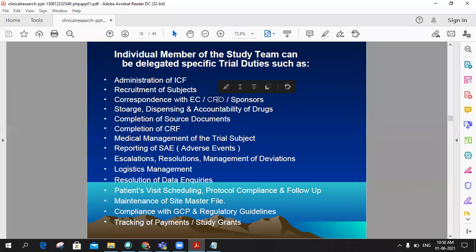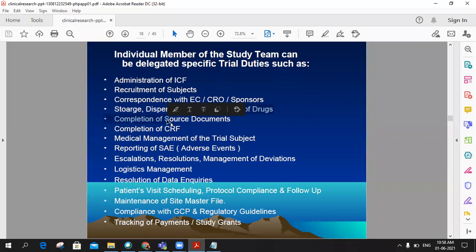CRO is maybe if the trial is given to a CRO by the sponsor, the sites will need to inform CROs and then the sponsors. And then they also will need to take care of the storage, dispensing, accountability of the drugs, and then completing of source documents. Source documents, again, we will learn, but for now, source documents are the documents which are called original documents of the patients.